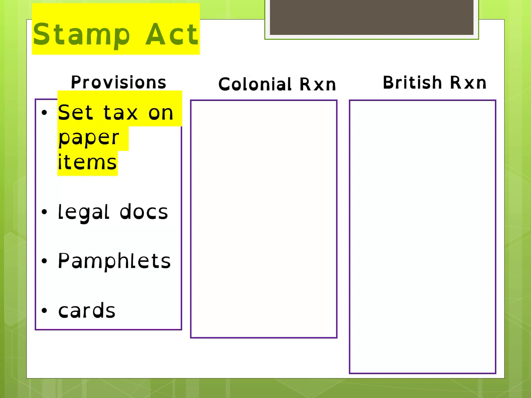So anything made of paper had this tax on it. Legal documents, pamphlets, playing cards, newspapers, anything on paper. And of course, back then, everything was on paper because they didn't have computers or the internet. So this is actually a really smart move on the British behalf. You need legal documents and you need things on paper. It's actually something that you can't really do without, like sugar. So this was kind of a smart move.